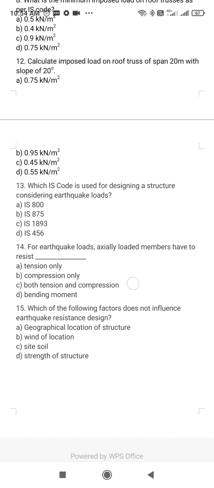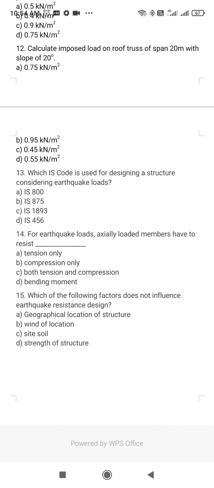Then question number 13, which IS code is used for designing a structure considering earthquake loads? As you know, the earthquake code IS 1893 is used for designing a structure considering earthquake loads. For all other loads like dead load and wind load, IS 875 is used for the design. IS 456 is based upon concrete structures, and IS 800 is based upon the limit state method. Here earthquake load is asked, that's why 1893.